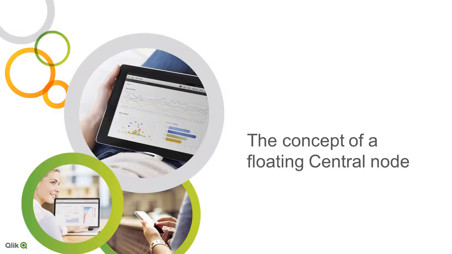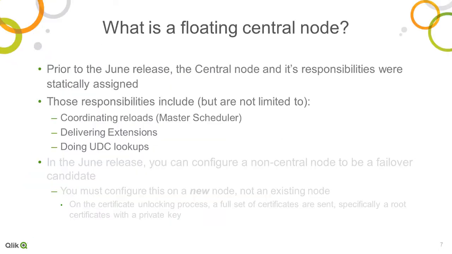So the concept of a floating central node, what is it? Prior to the June release, the central node and its responsibilities were statically assigned to a node. This meant that in a lot of larger deployments where the central node had no responsibilities, it'd be a small VM, 4-core, 8-core, 8 gig, 16 gig. I mean, it's not doing much. It's just sitting there. But those responsibilities include coordinating reloads, being the master scheduler.